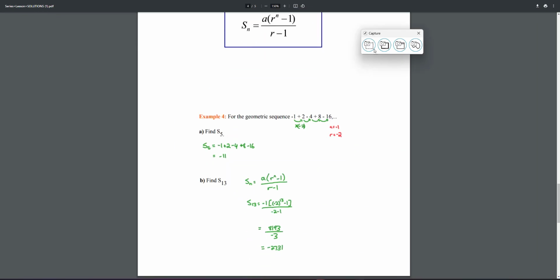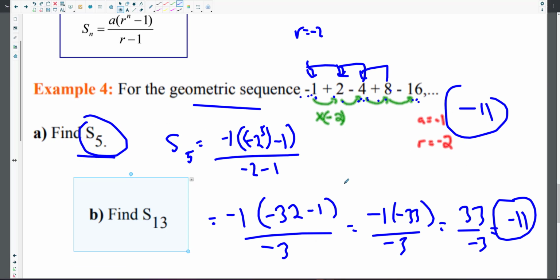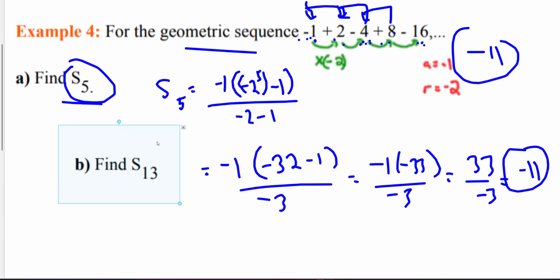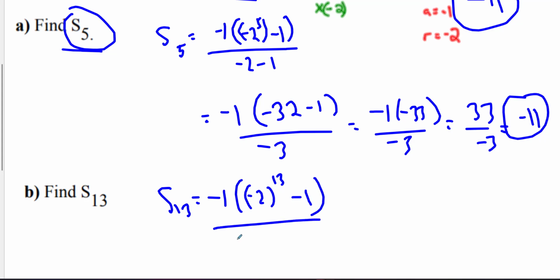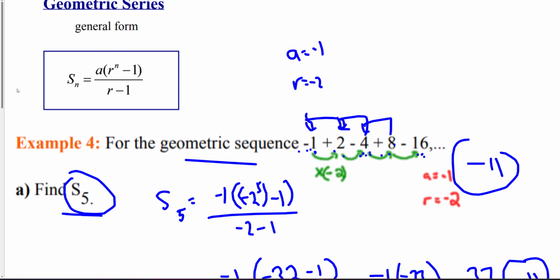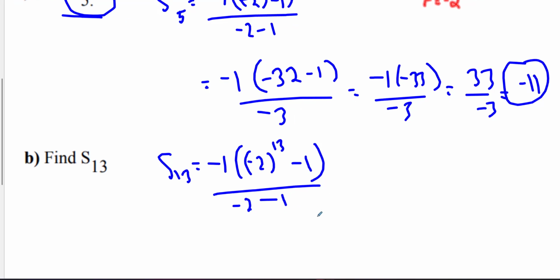So, yeah. And now they're saying just find S13. Well, yeah, that's just simple. Just do the exact same thing, except now my n value is 13. So S13 is equal to, see the same values here, -1, (-2) to the power of 13 minus 1, all over r minus 1. Sorry, I made a mistake. It's r minus 1, so it's not 13 minus 1. My r value is -2.